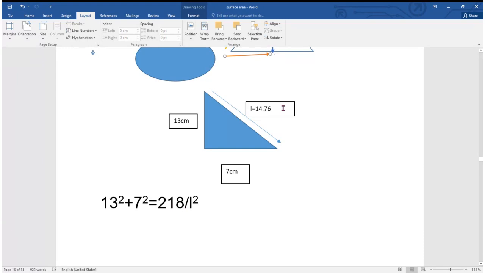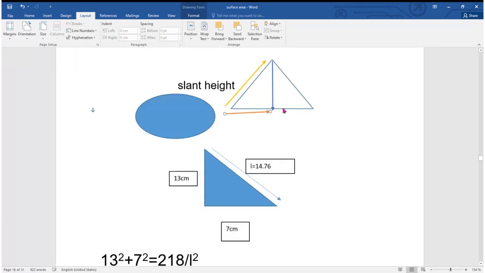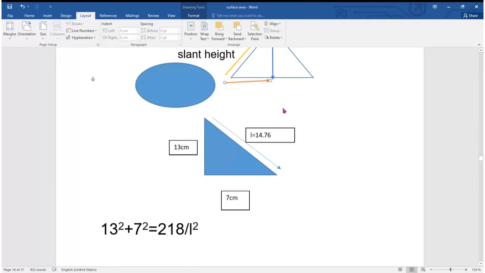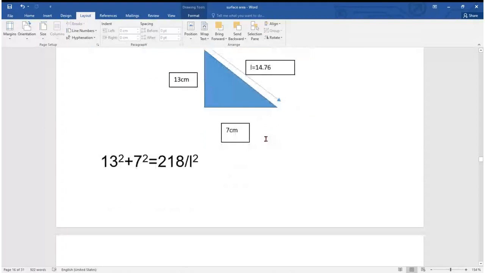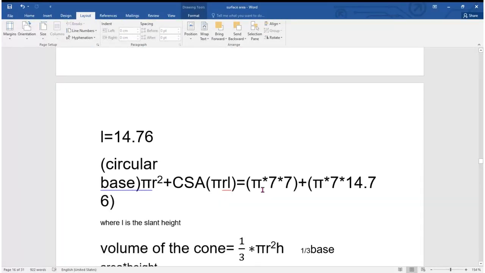Now the base, we have said, is circular. So to find the surface area of the base, you just have to use pi r squared. So it is pi times 7 times 7. And then to find the curved surface area, this is what you use: pi times the radius times the slant height. So it is pi times 7 times 14.76. And then you add the two of them, and then you get the answer.